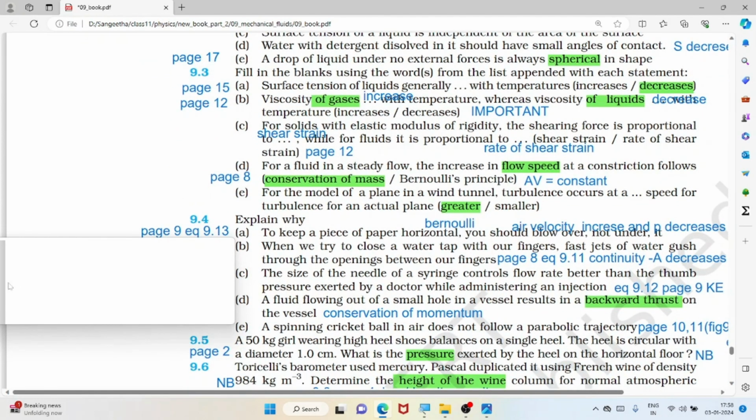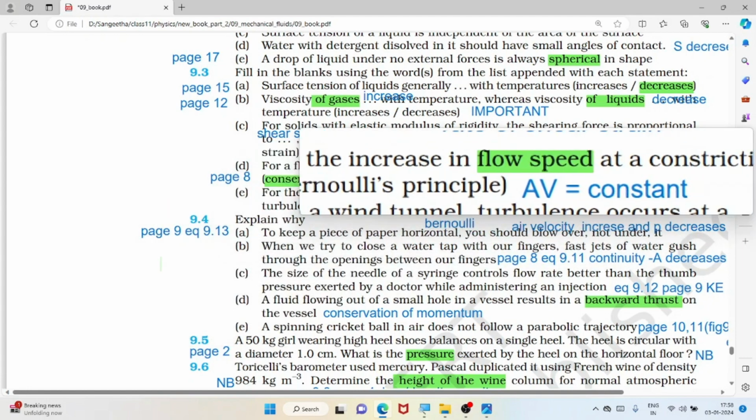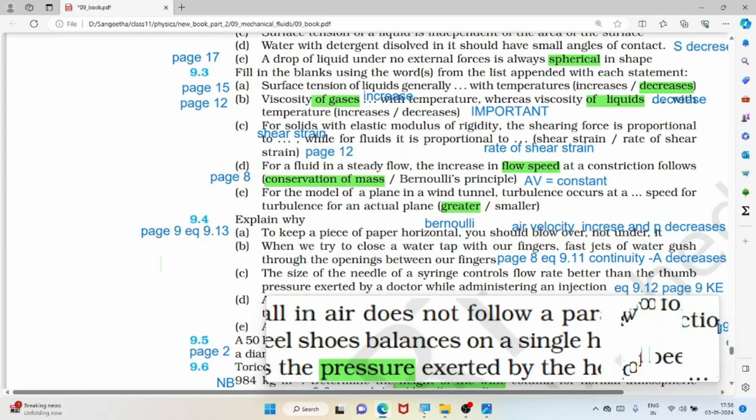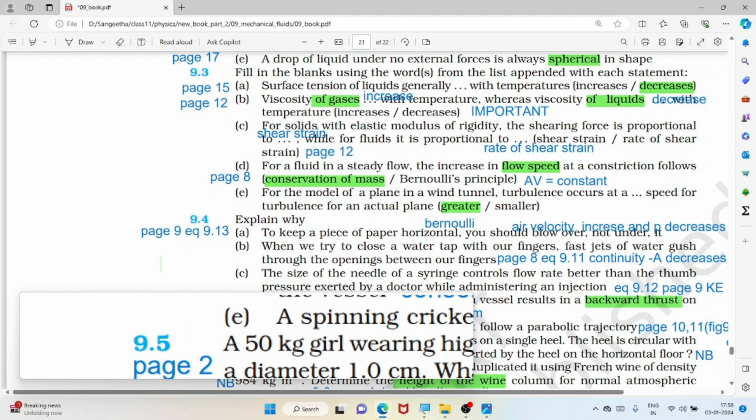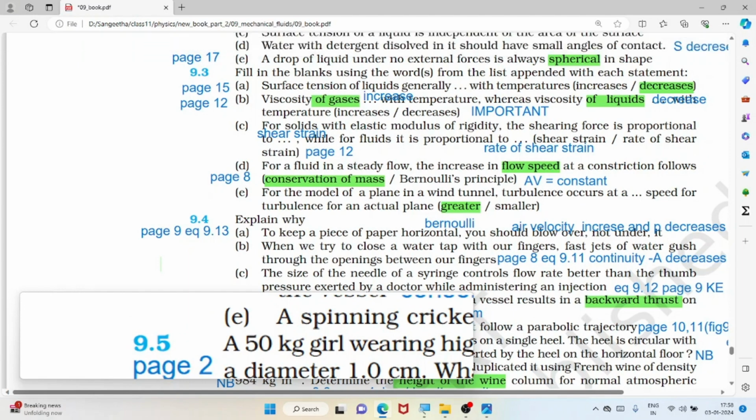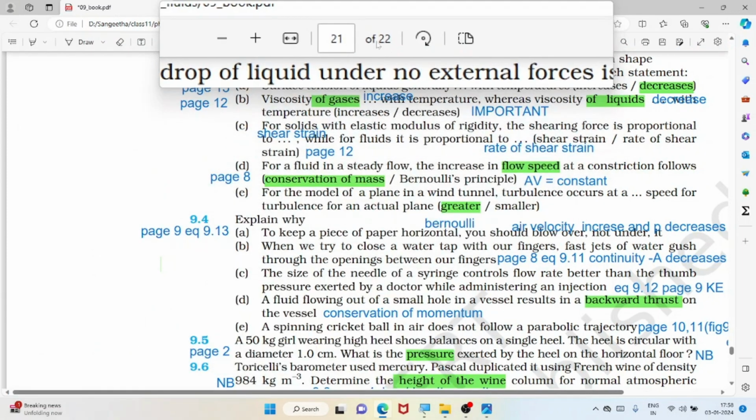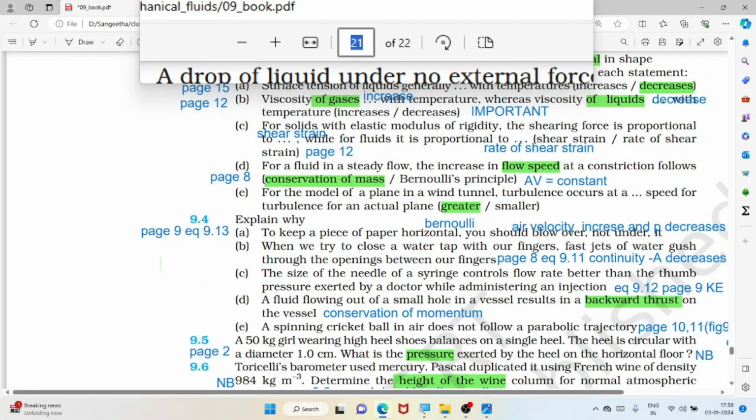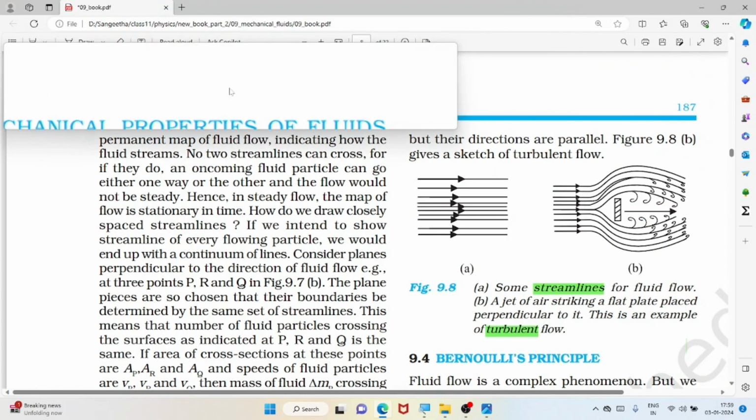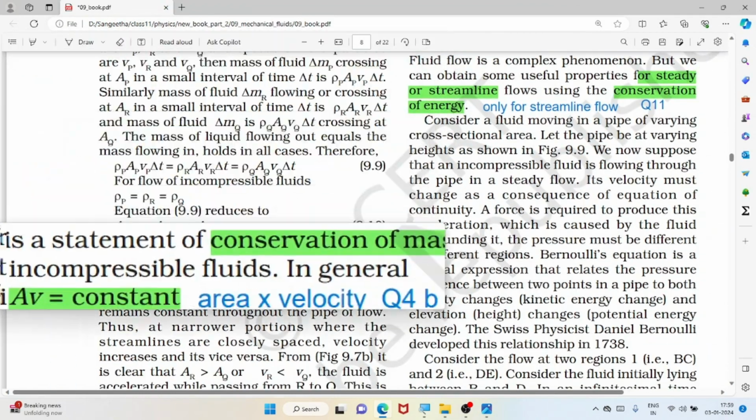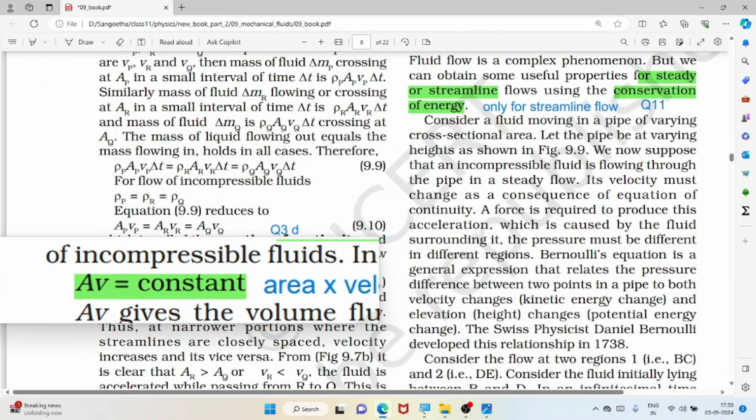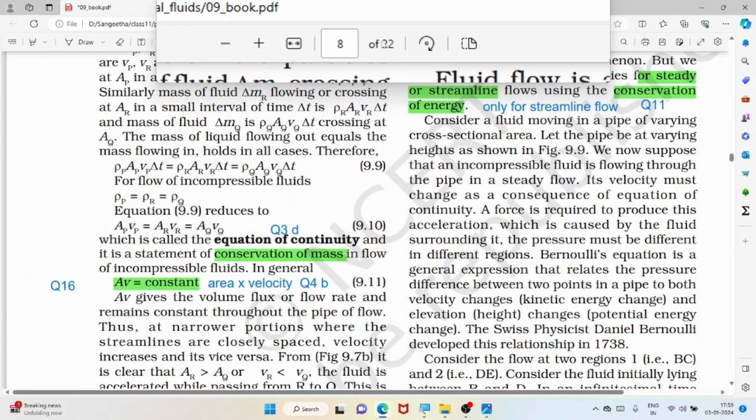For a fluid in a steady flow, the increase in its flow speed at a constriction follows the law of conservation of mass. This is the law of continuity. This is the conservation of mass. AV equal to constant.